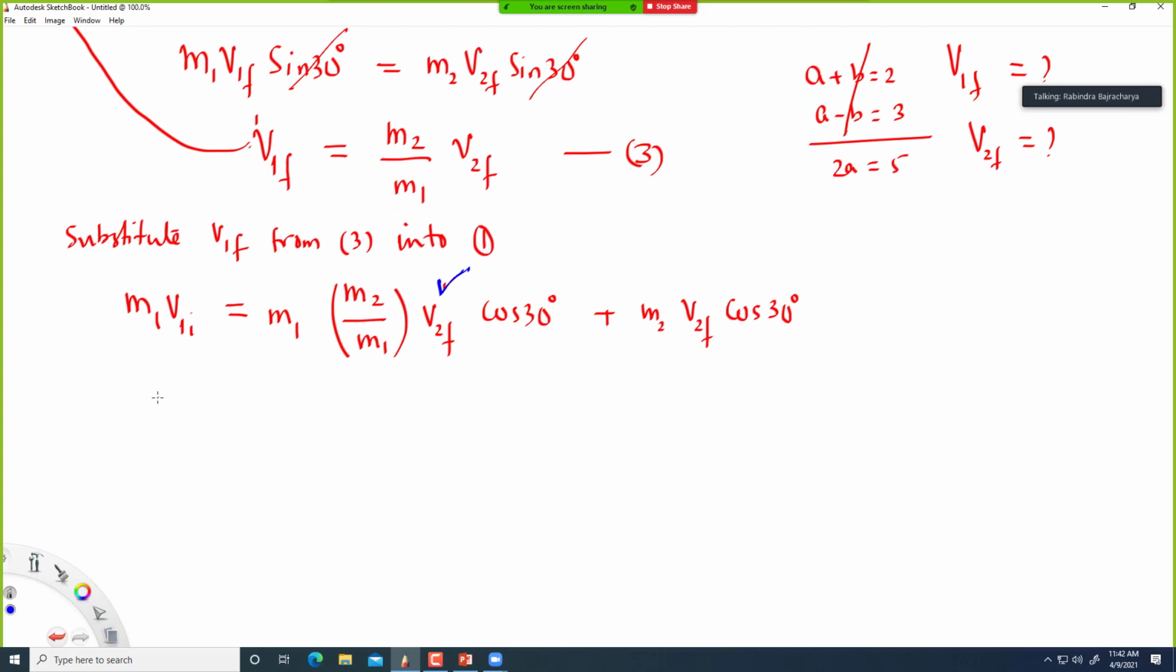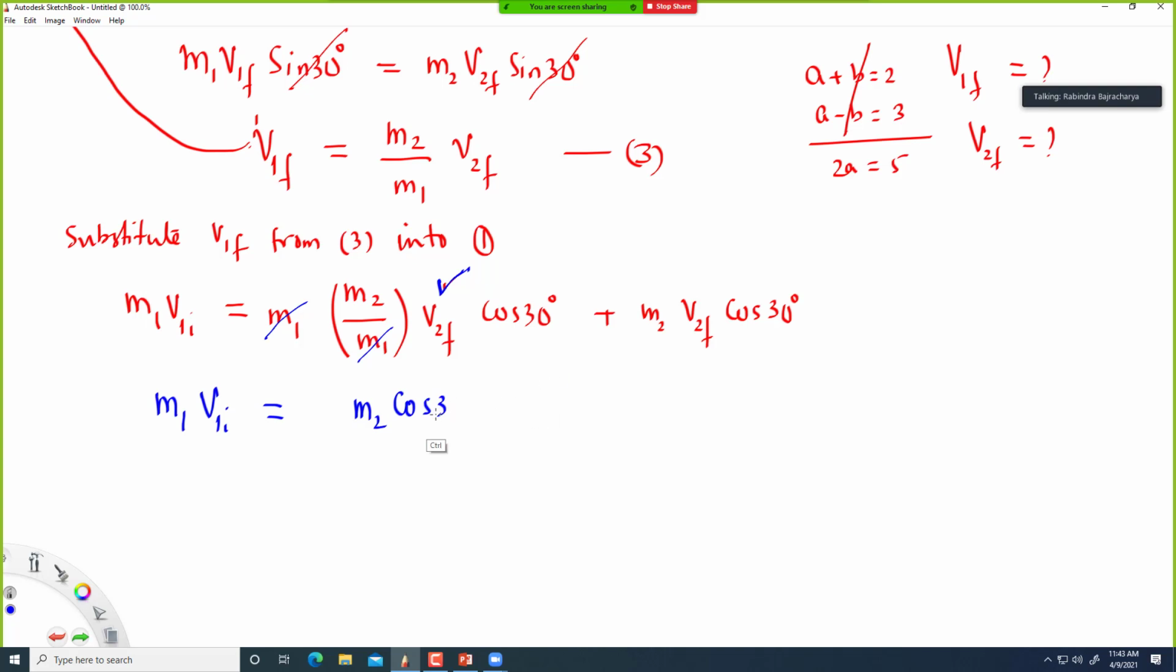So I have M1 V1I. So we have V2F and V2F common on both the terms. Can you simplify this? What can you do with this? Yeah, cancel M1 and M1. So then M2 cosine 30 degrees. So this we can take outside the parentheses because they are common, plus M2. I mean, actually they are both same, so I think you can just add them. You don't even need to take outside the parentheses.